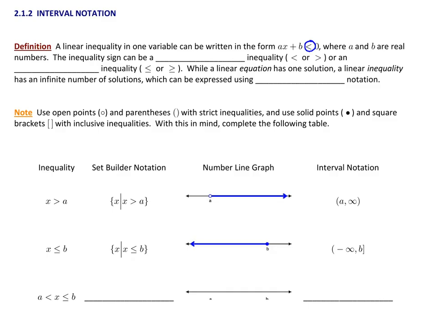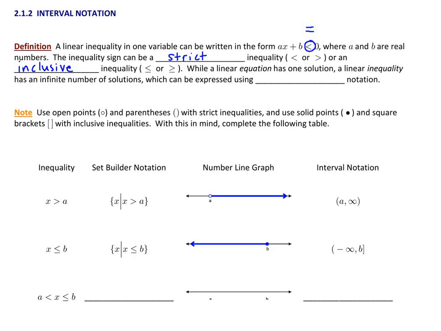It's important to keep in mind that this inequality sign can be a strict inequality, that is less than or greater than, or an inclusive inequality. That includes less than or equal to or greater than or equal to. So previously, where we had the equals, now we're going to replace that equal sign with any one of those four inequalities in the two categories, a strict inequality or an inclusive inequality.